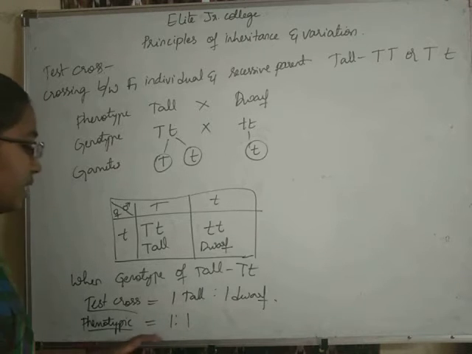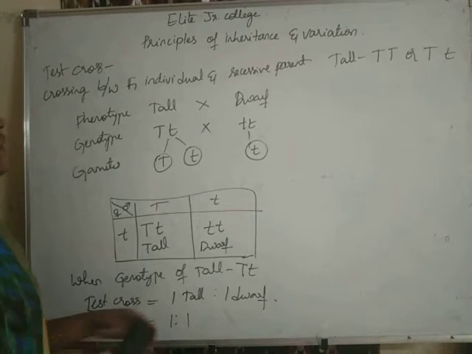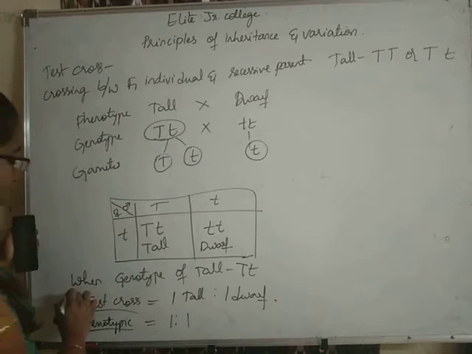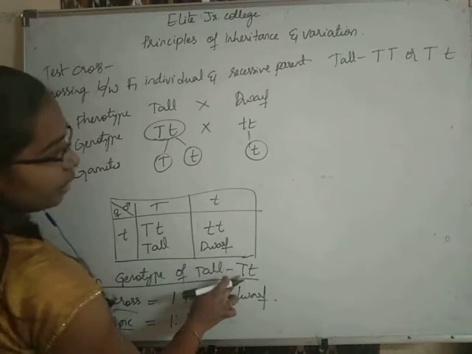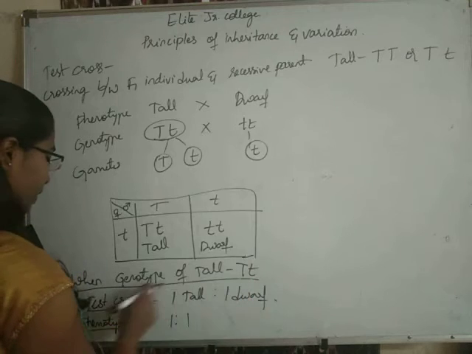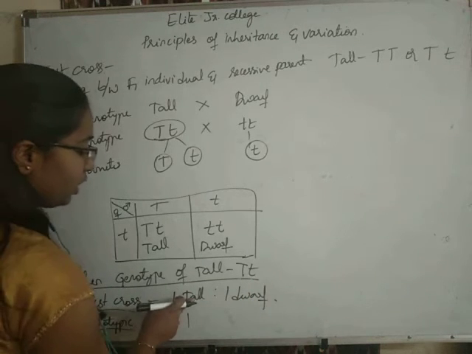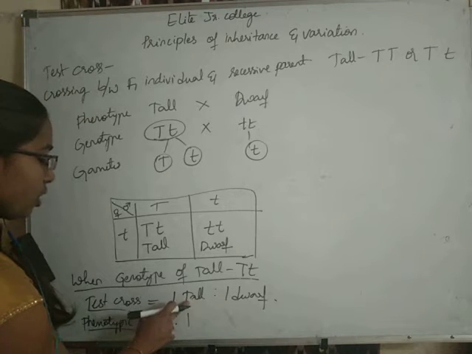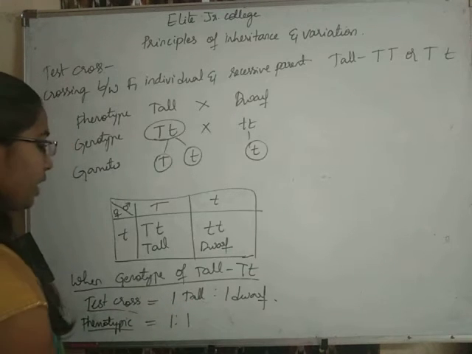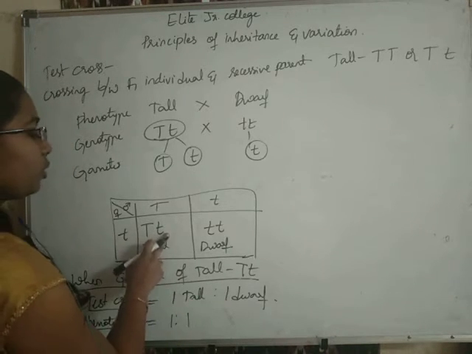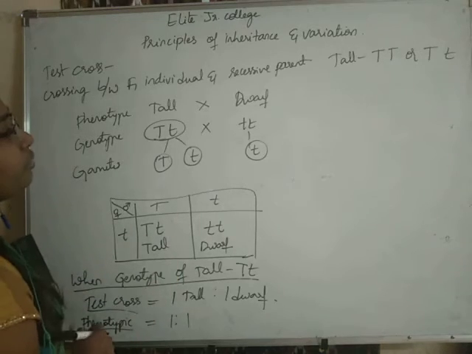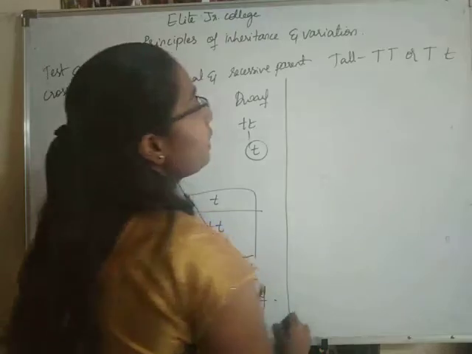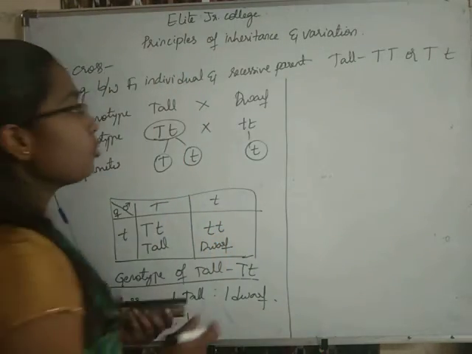So this is the condition that we obtain when the tall individual is a heterozygote. This is the condition when the genotype of the tall individual is capital T small t. In that case, in the test cross we obtain 1 tall individual and 1 dwarf individual, when a heterozygous individual is crossed to a dwarf parent. Now students, let us see what happens if the tall individual is a homozygote.